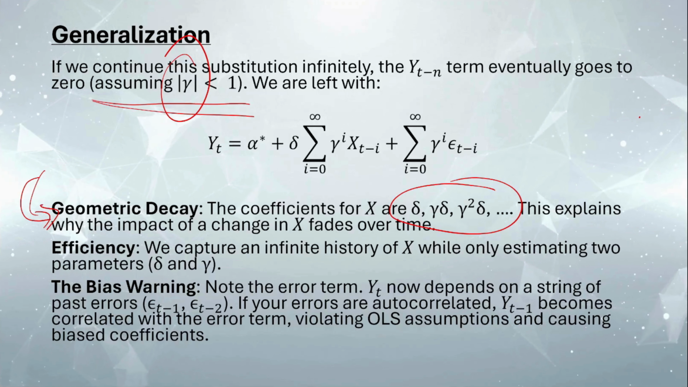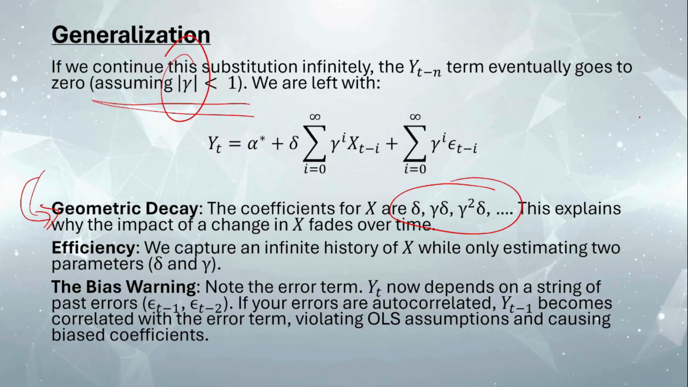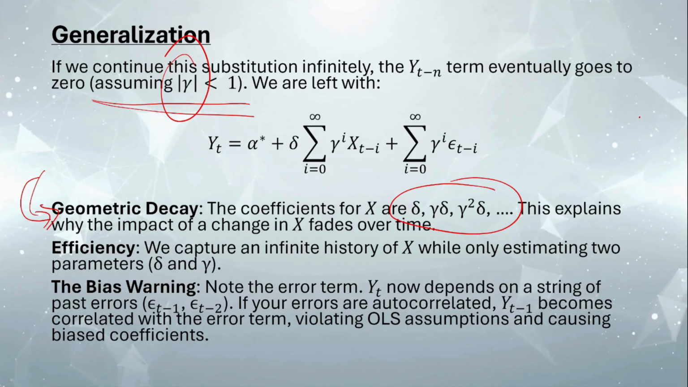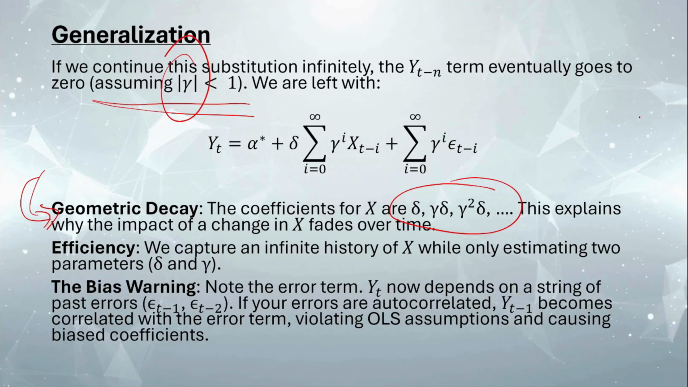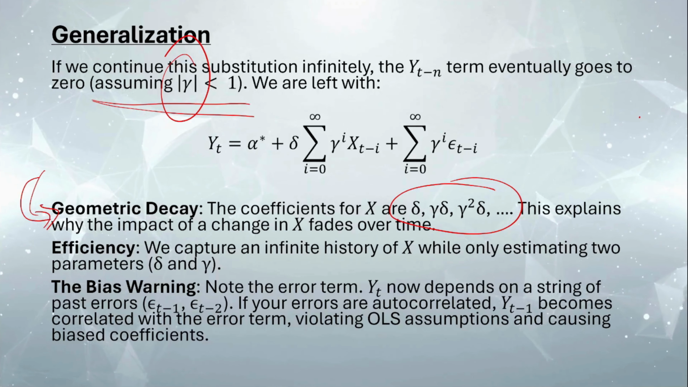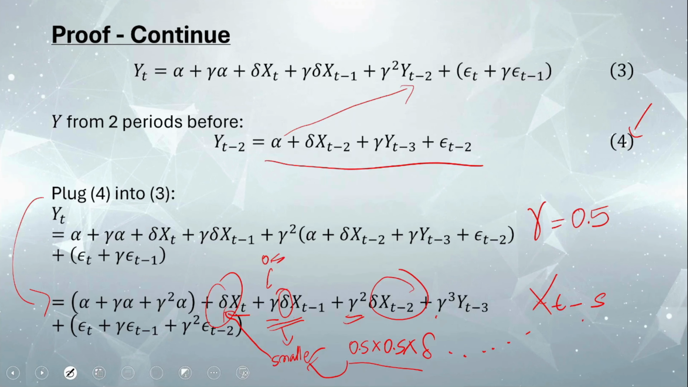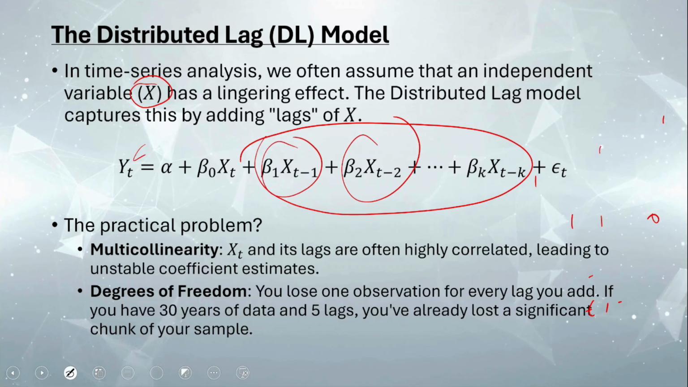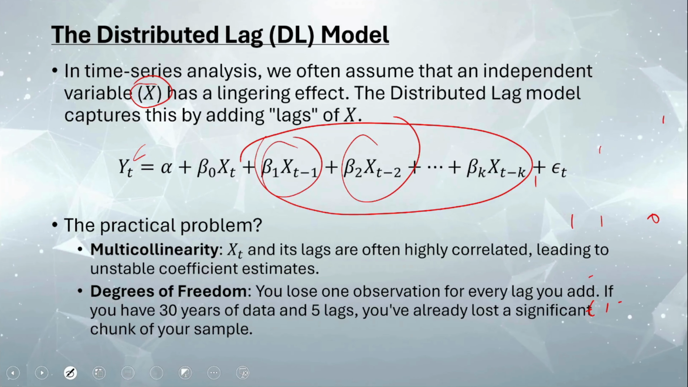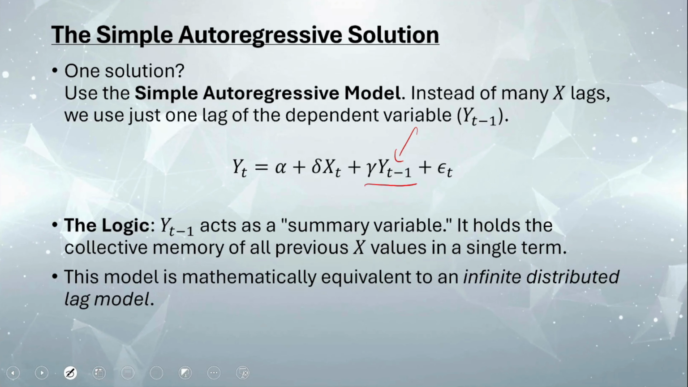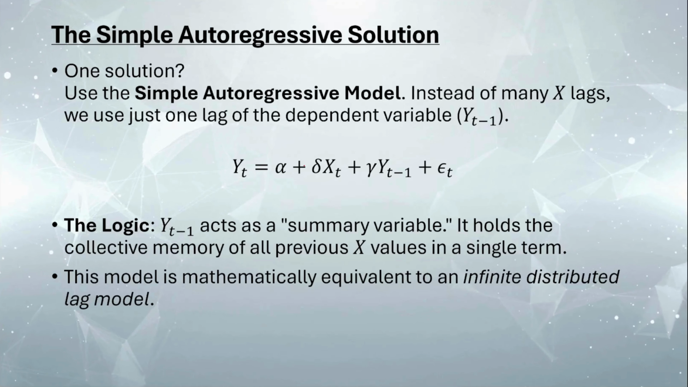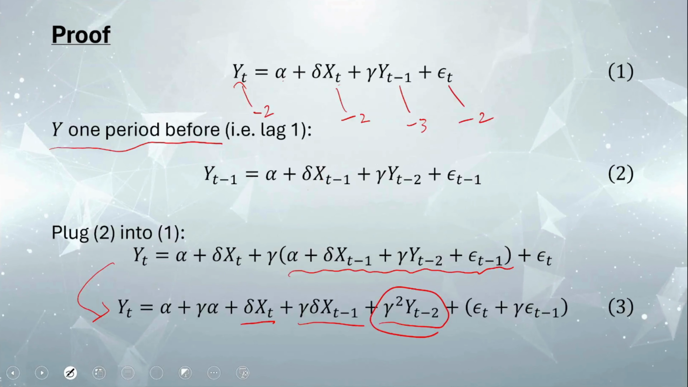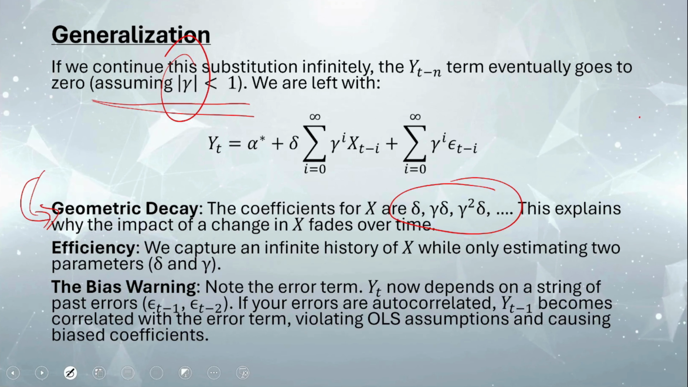Now, the efficiency part is that we can actually capture the infinite lag of x with just 2 parameters, right? You can use the delta and the gamma. So remember this really lengthy equation here, this model. We can just capture it by having this very simple model, and we only need these 2 parameters here, and we're done. So that's where the efficiency part comes in.